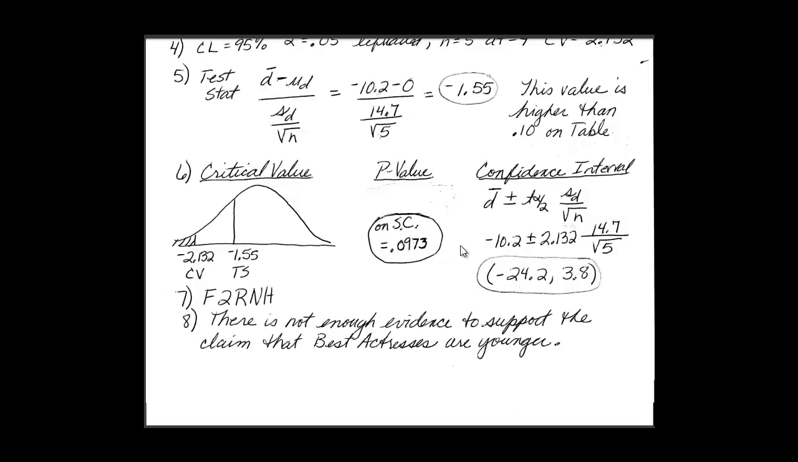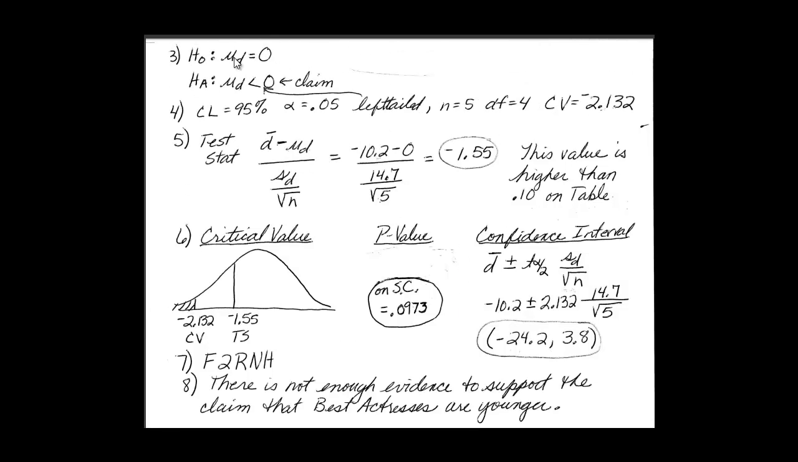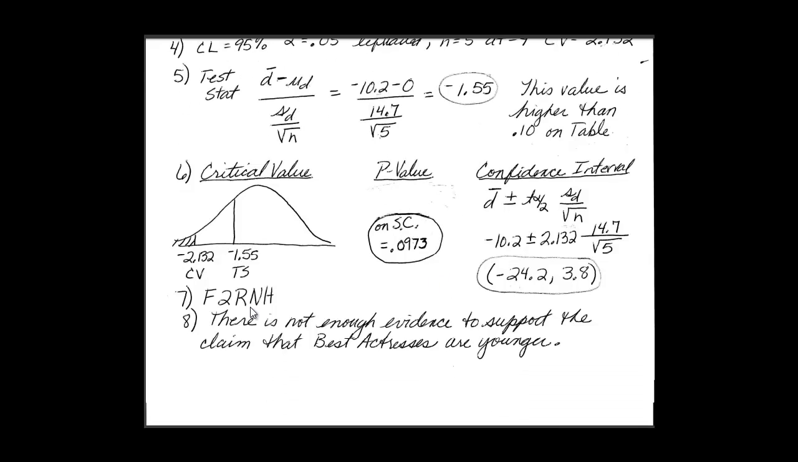So if 0 is in our interval, and that is what our null hypothesis is, we cannot reject the null hypothesis. So we fail to reject the null hypothesis. There is not enough evidence to support the claim that best actresses are younger.